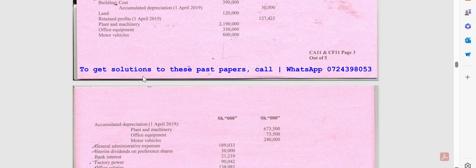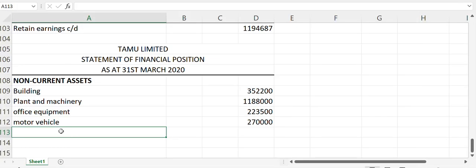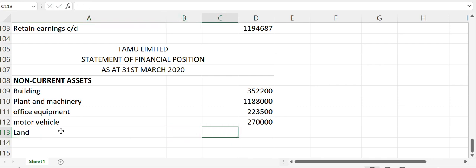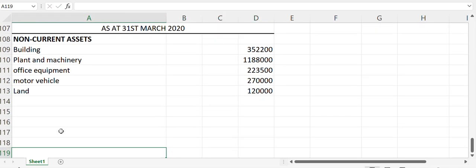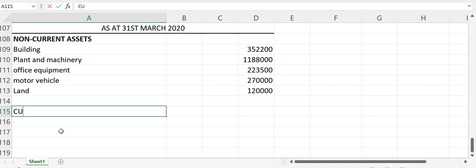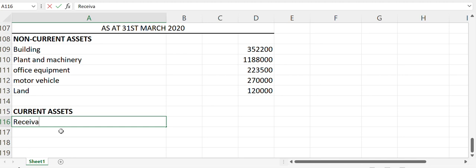There is land. You can see there. We have land which is 120,000. So we include land. It's 120,000. So from there we can proceed with the current assets. So for current assets we have receivables. Don't forget, we had receivables.